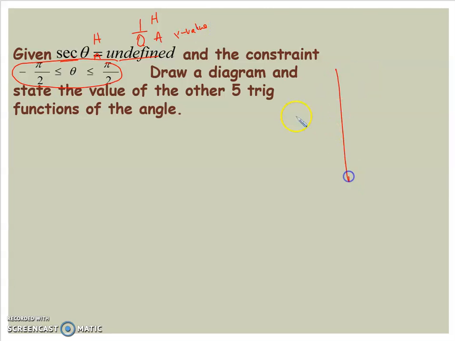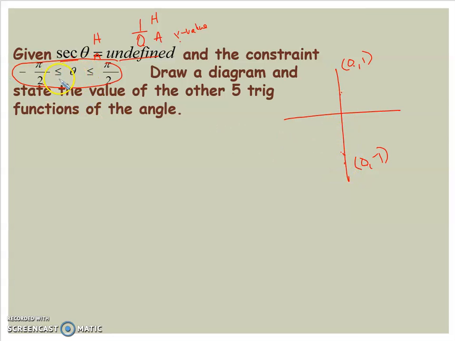Alright, now if we're thinking about our quadrantals, these have an x value of 0, right? 90 and 270. This is the other constraint. It's between negative pi over 2 and positive pi over 2. So if I have an x value of 0, my two coordinates here are going to be this 90 and this 270.